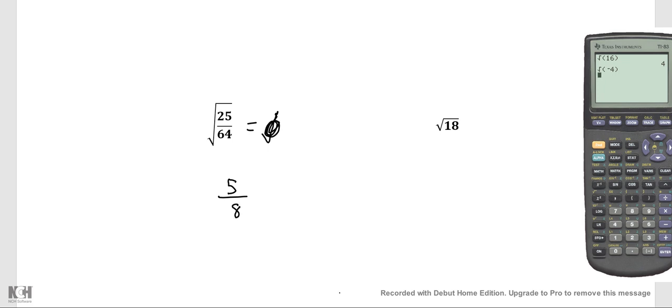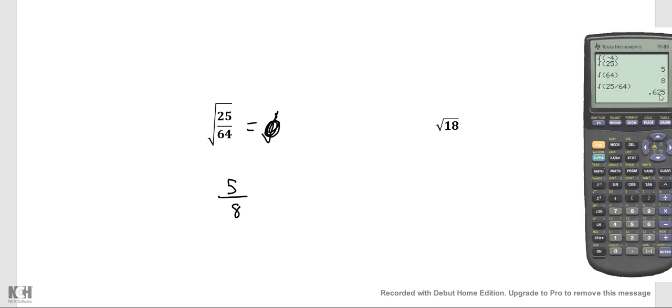And we could do this in the calculator one piece at a time. We could do square root of 25 is 5, square root of 64 is 8, so we know it's 5 over 8. Or we could do it all at once. Square root of 25 divided by 64. In the TI-83, the divided by key counts as your fraction key.